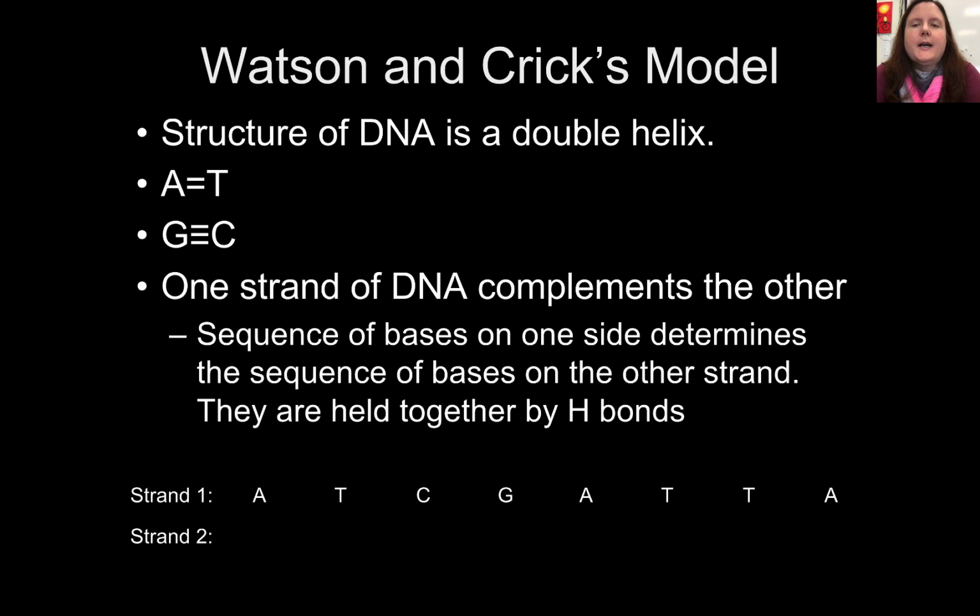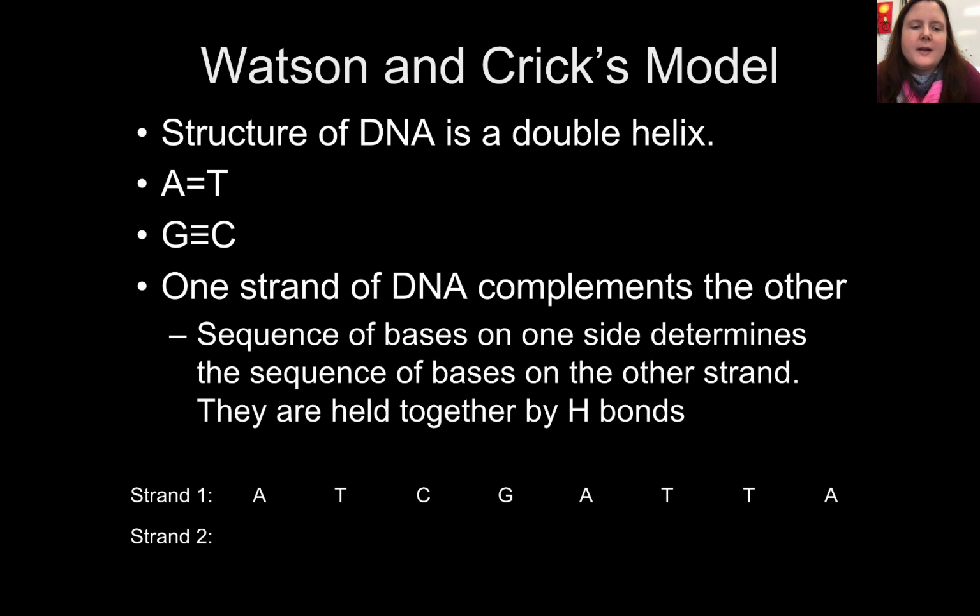All right, so Watson and Crick came up with the model of how DNA is structured. It's a double helix. And A pairs with T with a double bond, and G pairs with C with a triple bond. Now, one strand of DNA complements the other. So the sequence of bases on one strand of DNA determines the sequence on the opposite side. It's just like peanut butter goes with jelly, they complement each other, so it does one strand of DNA and the other. And they're held together by hydrogen bonds.